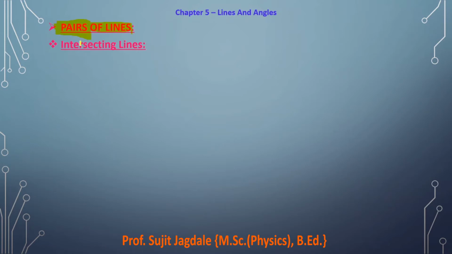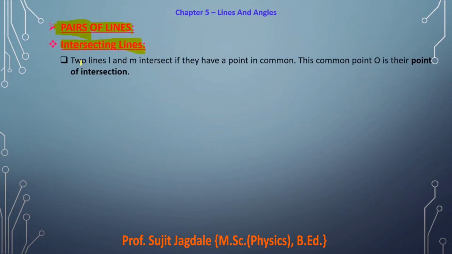So the first subtype is intersecting lines. Actually we had studied intersecting lines in vertically opposite angles, so that same concept is continued here in case of intersecting lines. And here, if two lines L and M intersect, if they have a common point, that means they have a point in common, then only we can say that the two lines are intersecting each other, and that common point is referred to as the point of intersection.